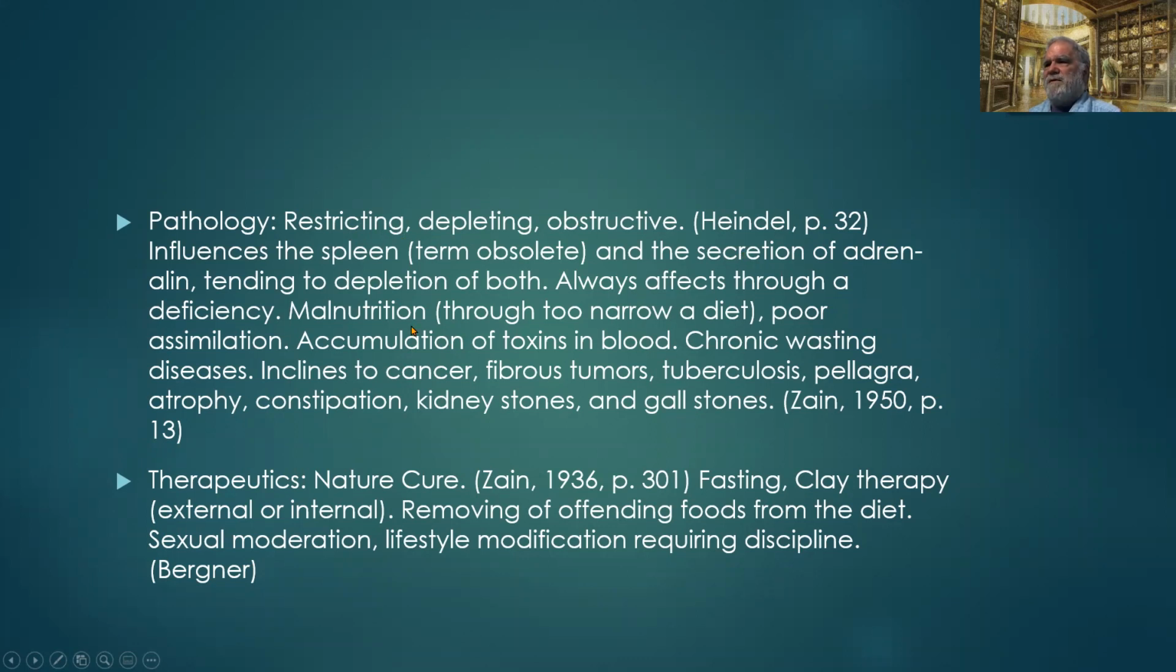It always affects through a deficiency, malnutrition, I think this is Zane, through too narrow a diet. In our clinics with our practitioners, we have one thing we call broad spectrum nutrient deficiency. A client won't have just a magnesium deficiency or a zinc deficiency or whatever. They're deficient in everything. They're not eating enough. The food they're eating is all chips and processed food and fast food and TV dinners, and it just doesn't have enough nutrients in it. So all the boats in the harbor went down together.